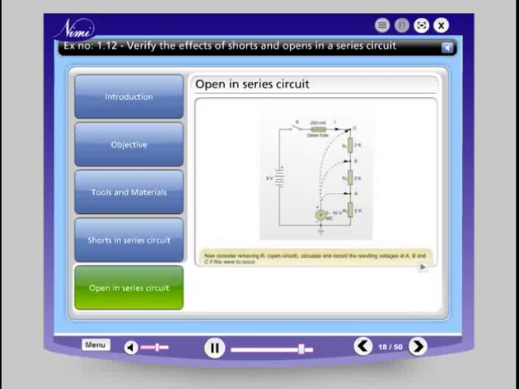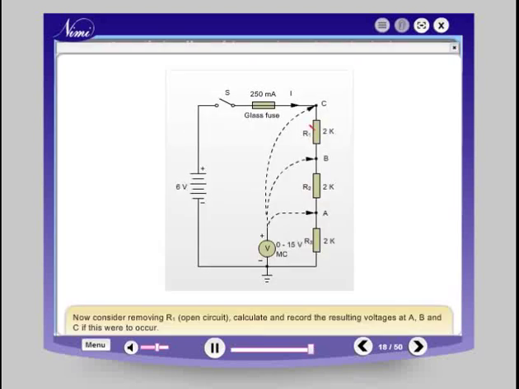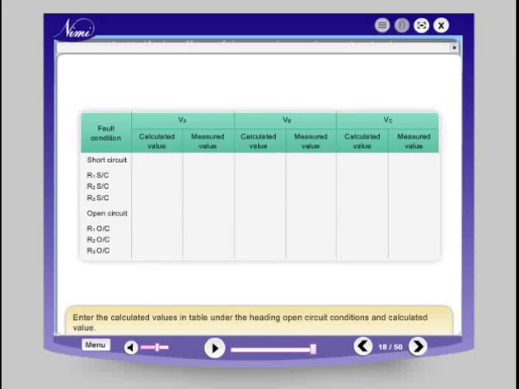Now consider removing R1 open circuit. Calculate and record the resulting voltages at A, B and C if this were to occur. Enter the calculated values in table under the heading Open Circuit Conditions and Calculated Value.